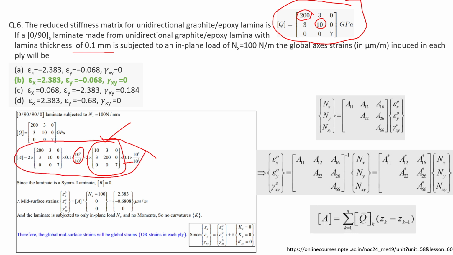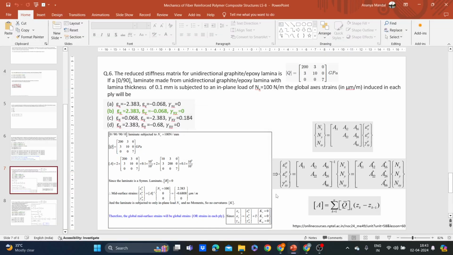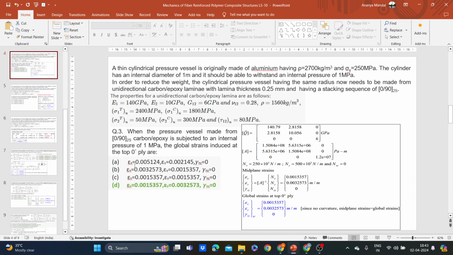Similarly, you have to do this for this question's A matrix. Here the stacking sequence is [0/90]2S. That means there are four 0 degree laminas and four 90 degree laminas. And also the reduced stiffness matrix we have to solve from the E1, E2, G12 and V12 values. So from that you will get the reduced stiffness matrix for 0 and 90. And then you have to multiply the 0 degree one by 4, because there are 4 laminas, into the thickness of the lamina, plus the reduced stiffness matrix of 90 into 4 into the thickness of the lamina. From that whole equation you will get the A matrix.